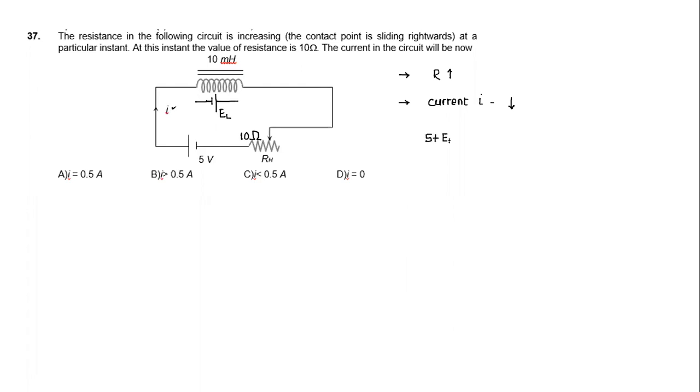5 plus EL, which is the induced EMF in the inductor, minus I is equal to 0. What is I equal to? 5 plus EL divided by, so 5 plus EL will be equal to 0.5 plus something. It will be a little more than 0.5. That's the answer.